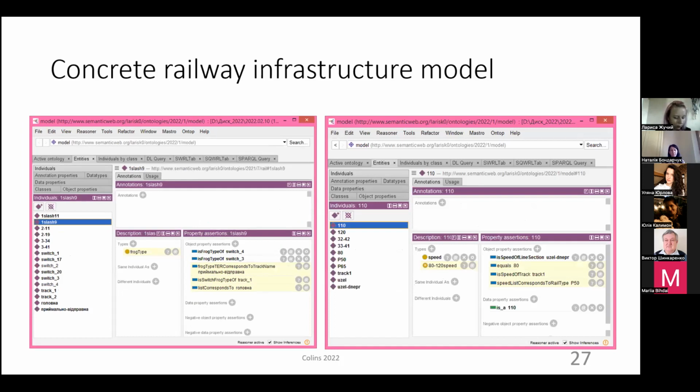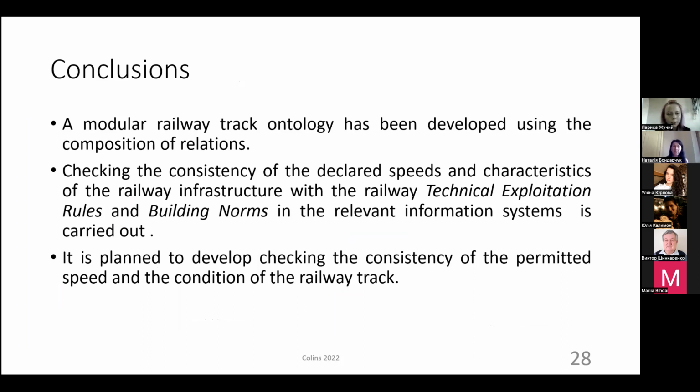In the concrete railway infrastructure model ontology, the consistency of the declared immediate speeds of the track section and the track characteristics, and compliance of the track with the technical exploitation rules, is checked. A modular railway track ontology has been developed using compositions of the relations.